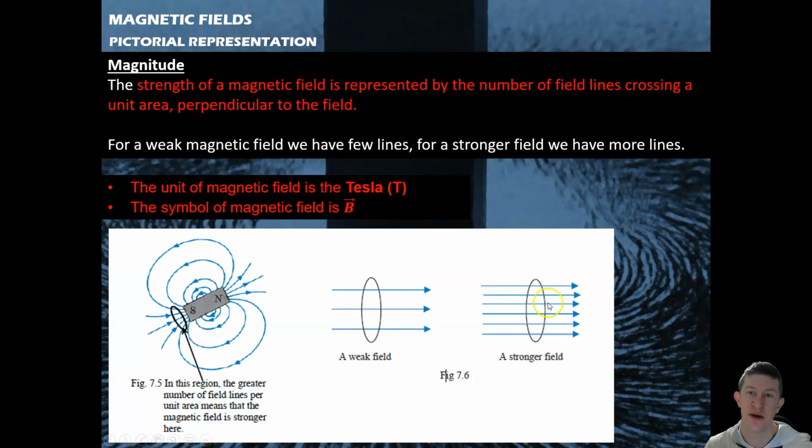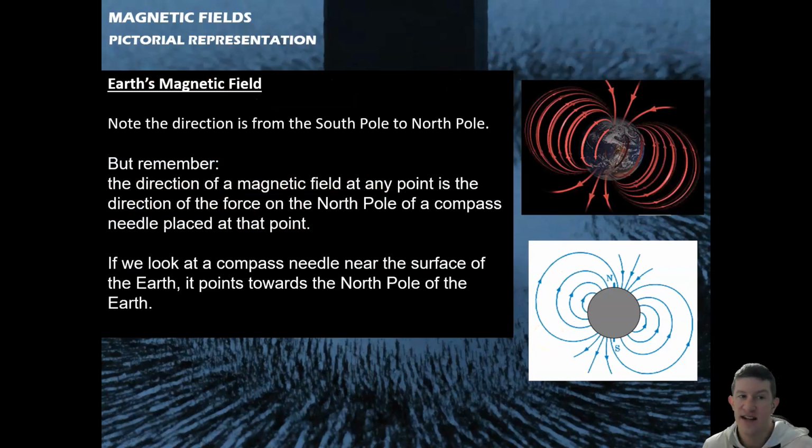And you can see if we zoom in on these two cases, this is our weak field with only a few lines, and this is our much stronger field with lots of lines traveling through it. Now if we consider the Earth's magnetic field, note the direction is from the South Pole to the North Pole.